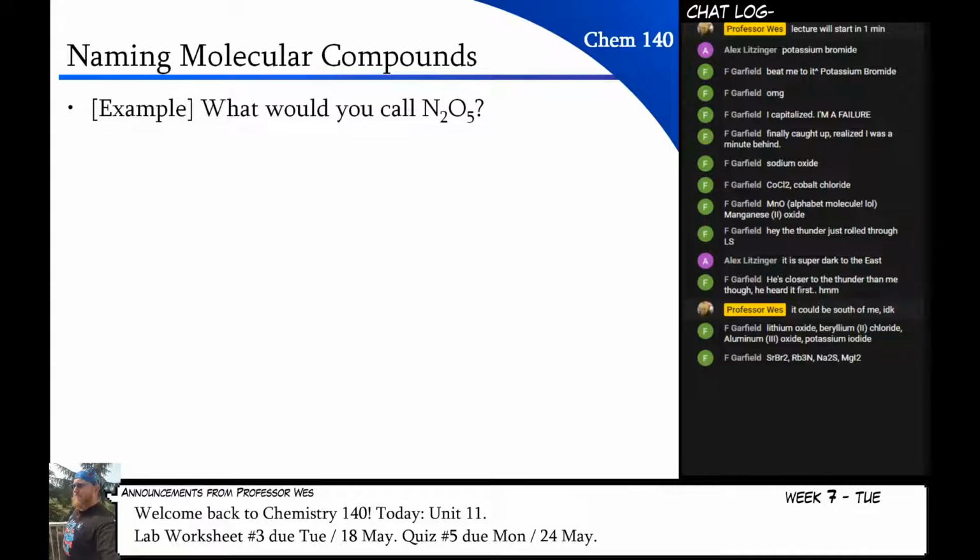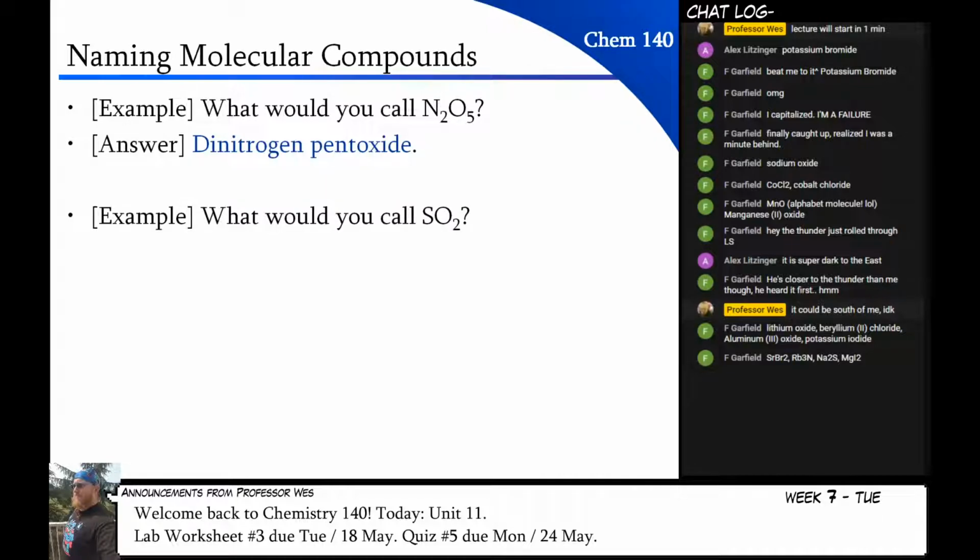All right, hopefully you're all caught up. So we have a 2 here, so I'm going to put the prefix di in front of my nitrogen. And I have a 5 here, so I'm going to go penta. But because it's oxygen, I'm going to skip the A, so pentoxide. And again, don't capitalize these; I've capitalized them on the slide because they are the beginning of a sentence.